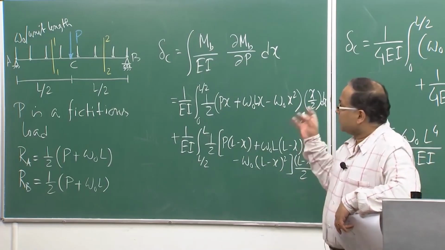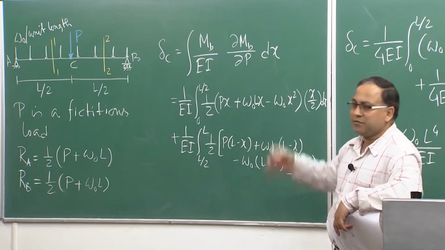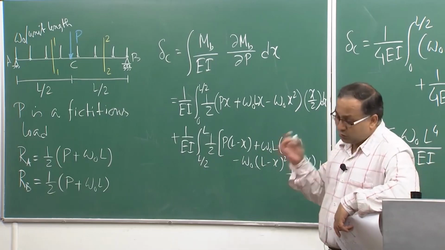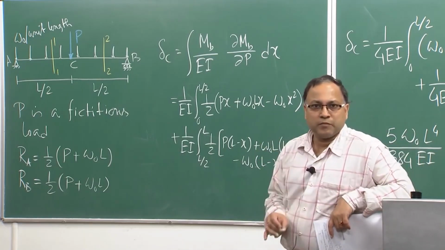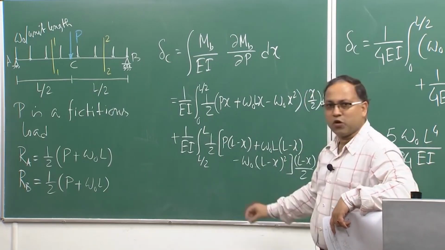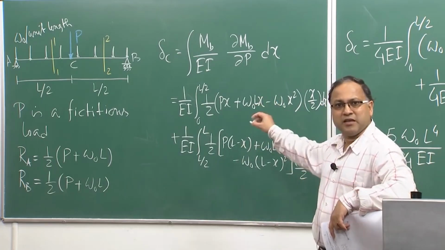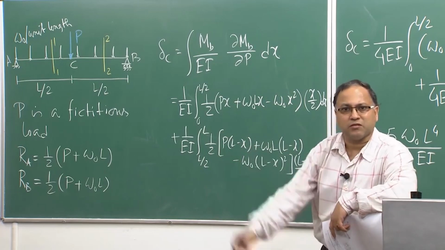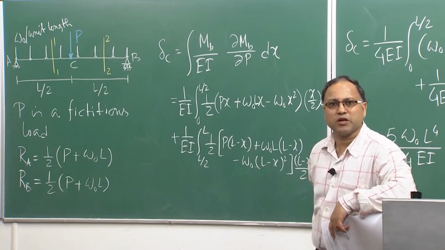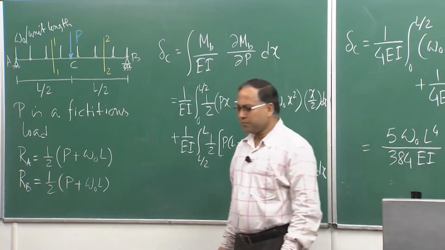Similarly, if you want to find the rotation at any point, and you see that the moment is not actually applied at that particular point, and you know rotation is caused by moment only, you consider some fictitious moment and follow the same process, and finally you put your fictitious moment equal to 0. So, you will get the rotation at that particular point. Okay, so with this I conclude this chapter.